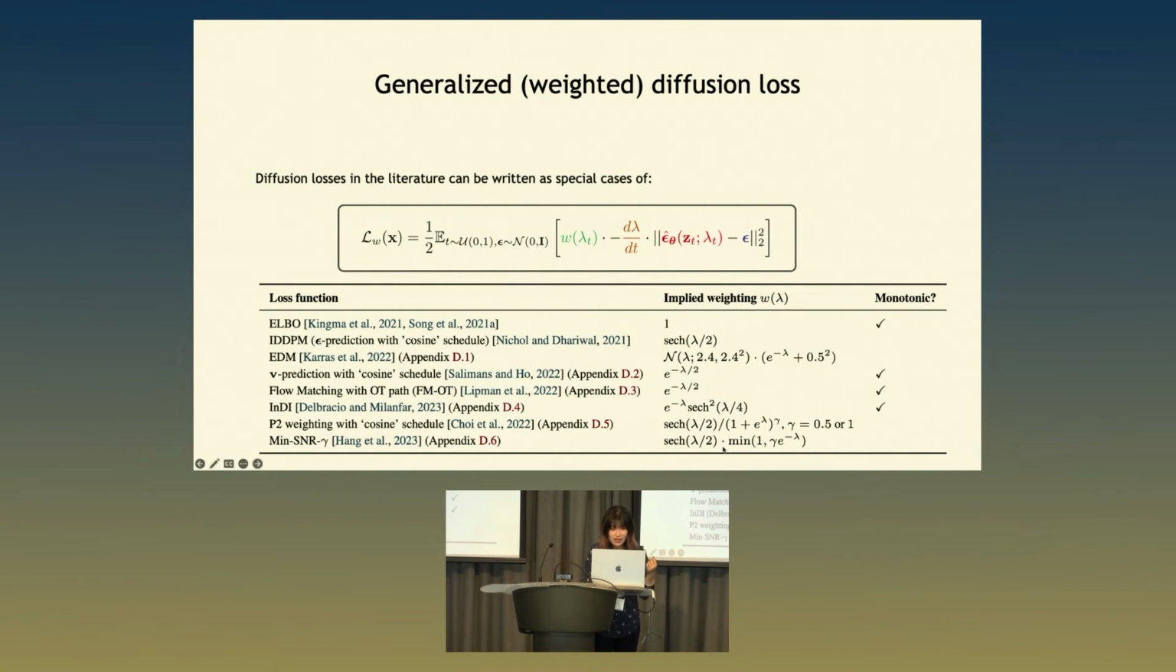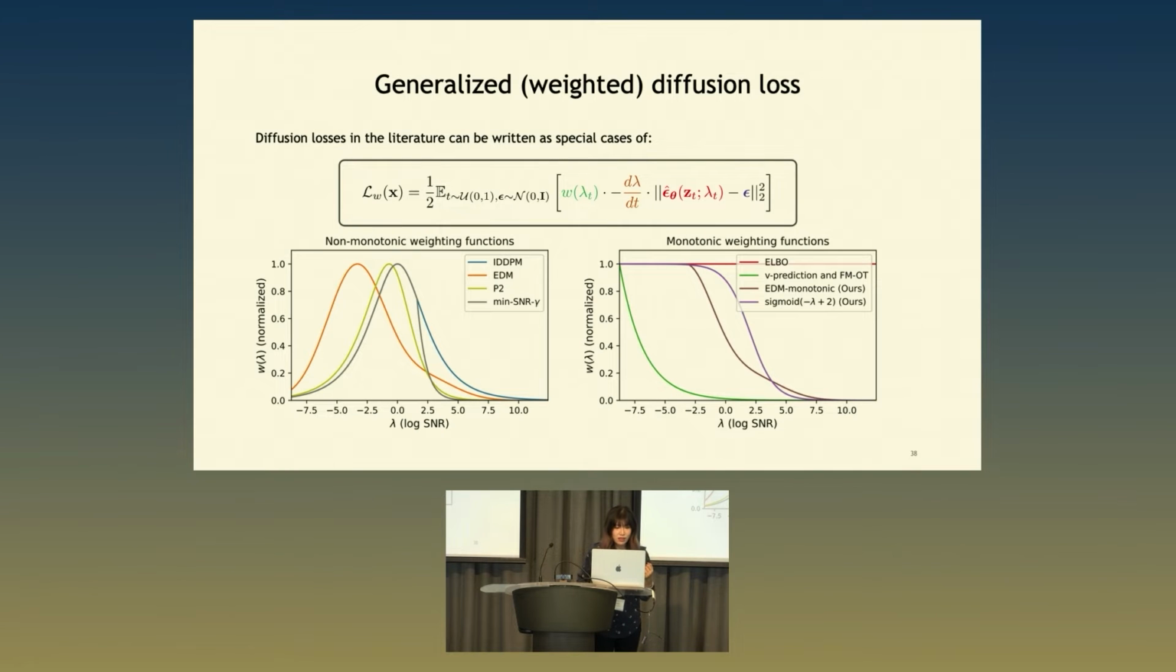One interesting thing we found is that if we plot those weighting functions, taking W lambda as the y-axis and lambda as the x-axis, we can group the existing weighting functions into two plots. The left one shows the non-monotonic weighting functions, most of them bell-shaped, meaning that again we put more emphasis on the middle region of lambda. And there is another group of weighting functions which is monotonically decreasing as a function of lambda.